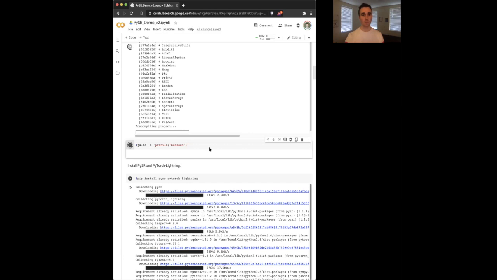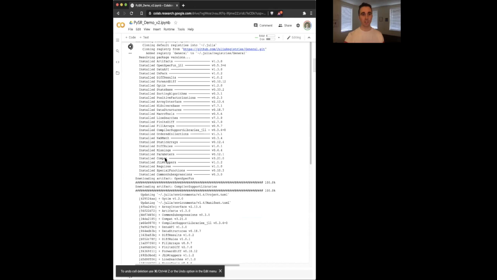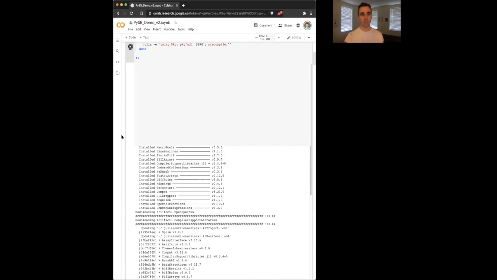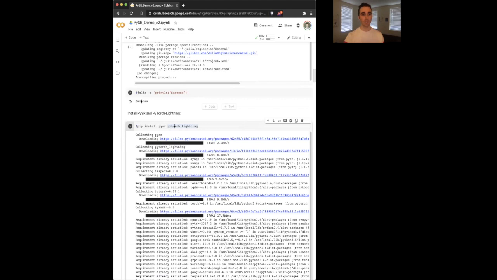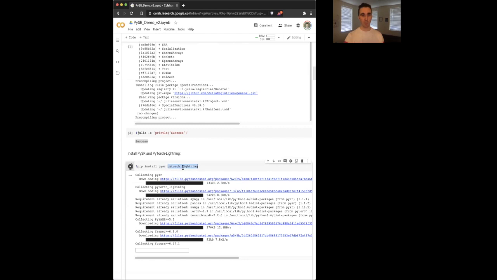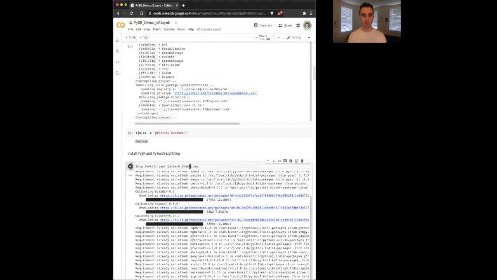Okay, so this is just installing some packages like an optimizer package and then special functions. Okay, so success. And then we're gonna install, so this is my package PySR. We're gonna install PyTorch Lightning, which basically turns PyTorch into Keras. So it's really easy to train models. Okay, so let's just do the imports.